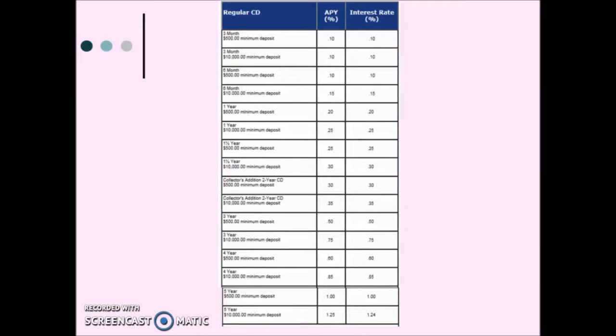Here's a table of some CD rates being paid currently. We can see here we have 3 months at $500 is earning 1/10 of 1%. If we drop down, we can get a 0.35% for a 2-year CD, but a $10,000 minimum deposit needs to be made. And here at the bottom, to get a 1.25% interest rate, you need to sign up for a 5-year deposit of $10,000 or more.